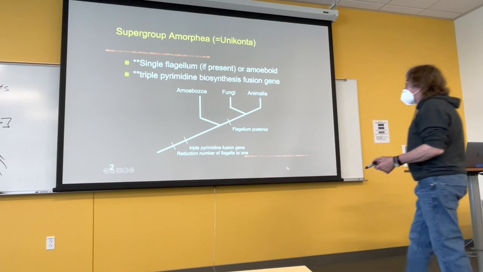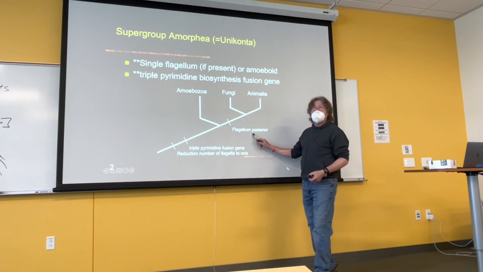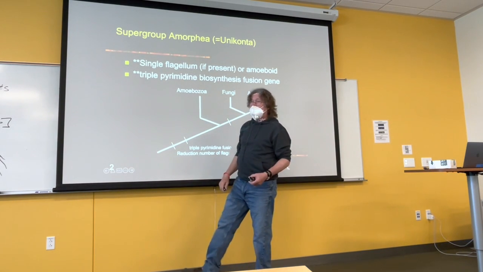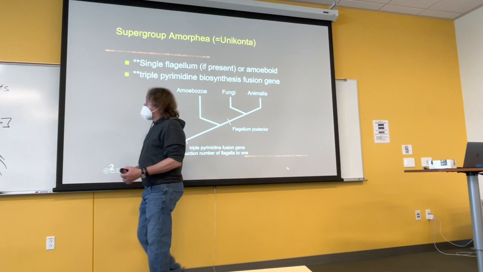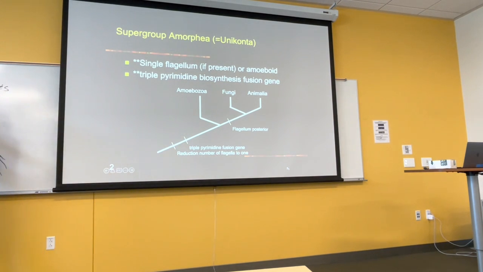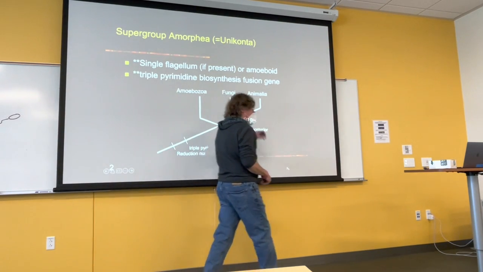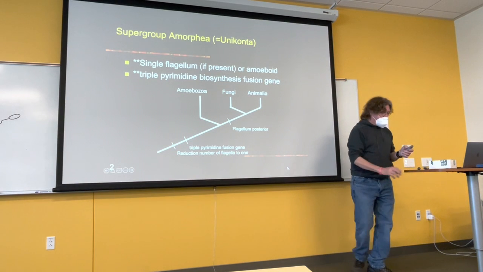The apomorphy for that is that the flagellum is posterior. Down here in the Amoebozoa, when there are flagella, it is an anterior flagellum. Now, how can you possibly tell whether a flagellum is posterior or anterior? By the direction in which the cell happens to be moving. In animals, for example, sperm cells, the flagellum is posterior, whereas in this group, when they have flagella, it's anterior.